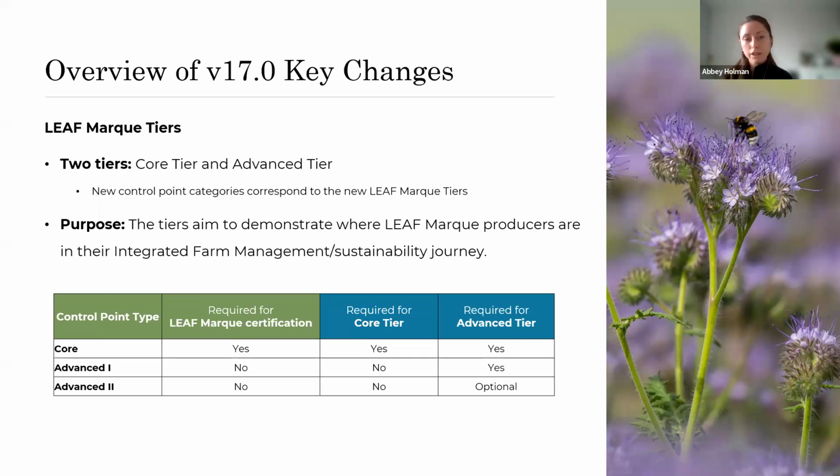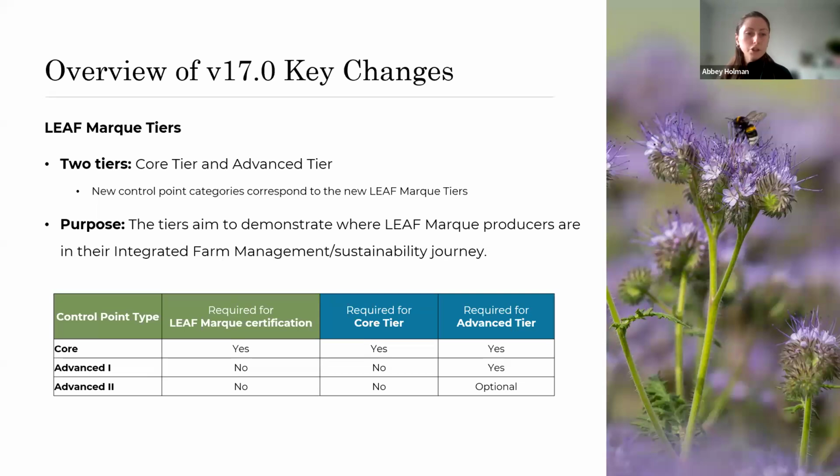The advanced 1 control points, which are the step up from the core control points, are not required for leaf mark certification. They are optional. They are not required for the core tier, but they are required for the advanced tier.